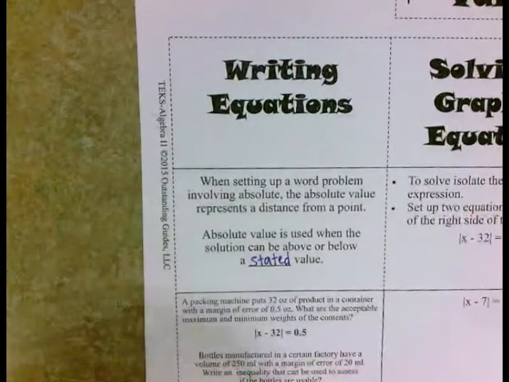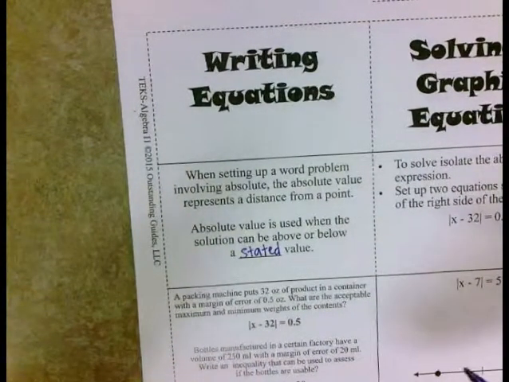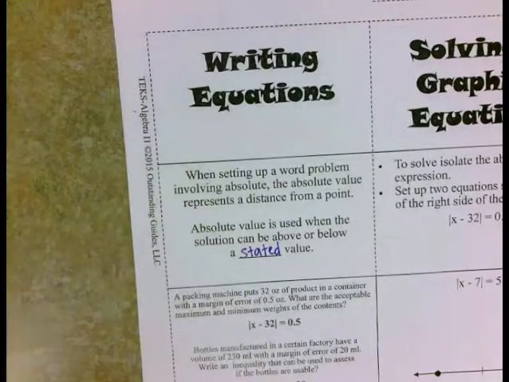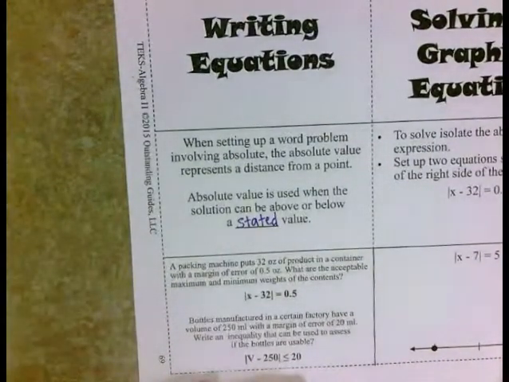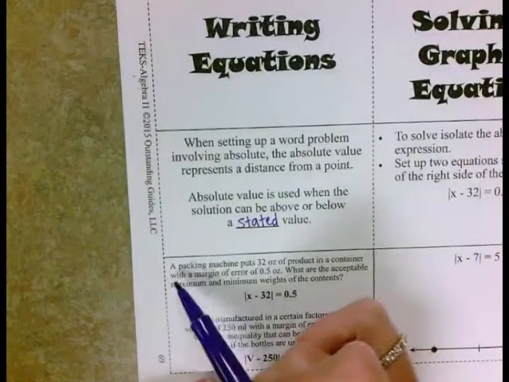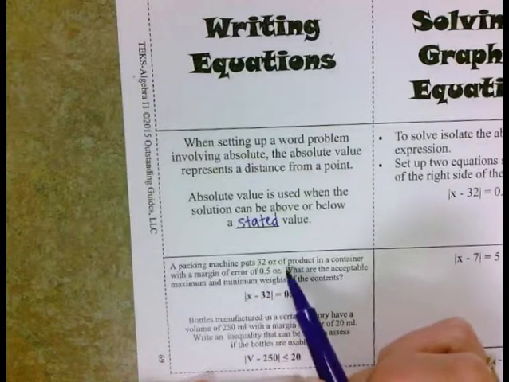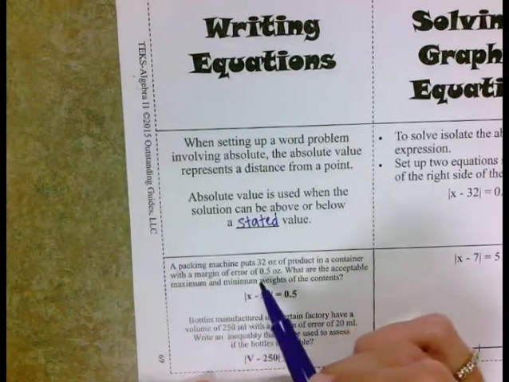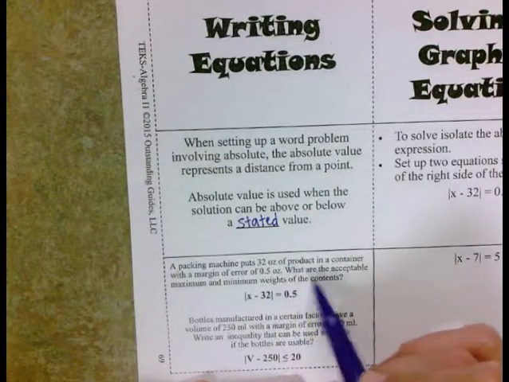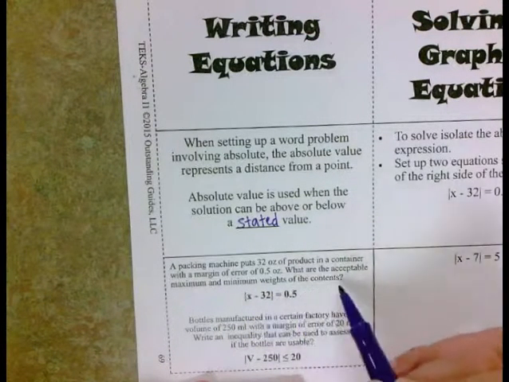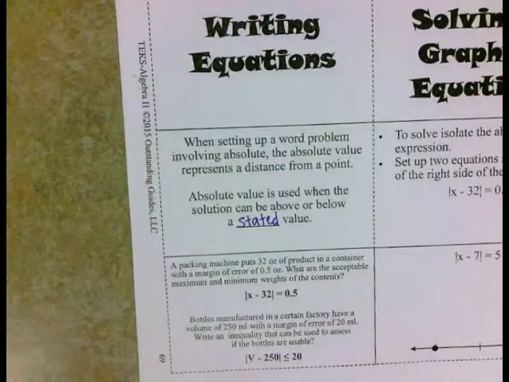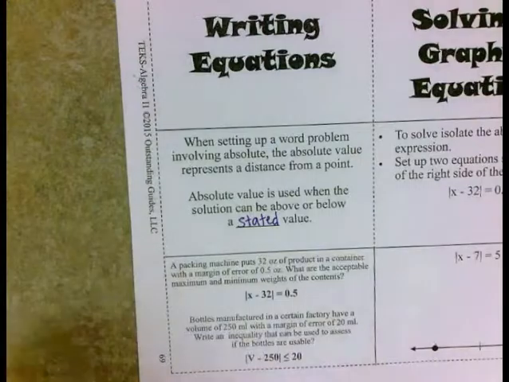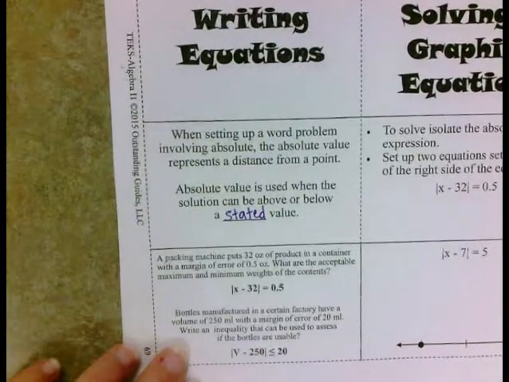So it can be a fixed value. Now, in our M&M activity, it was 783, which was the exact amount in the little tub of M&Ms. So this one is an example. A packing machine puts 32 ounces of a product in a container with a margin of error of 0.5 ounces. What are the acceptable maximum and minimum weights of the contents? So the absolute value of x minus 32 has to equal 0.5. That's how you would set that up.